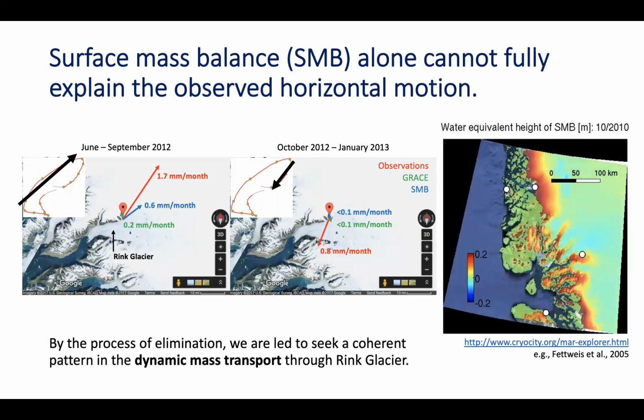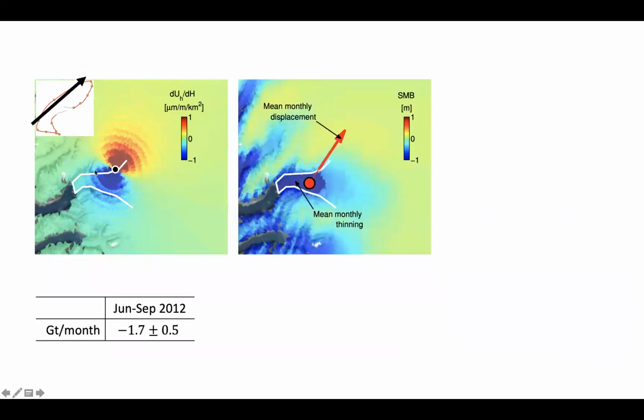And so by the process of elimination, now we're going to seek a coherent pattern in dynamic ice ocean mass, water mass transport through a glacier. So now the process is fairly straightforward. Here I show the sensitivity gradient maps, which is rotated along the direction of the resultant bedrock motion during the 4 summer months. And the white line shows the boundary of Ring Glacier.